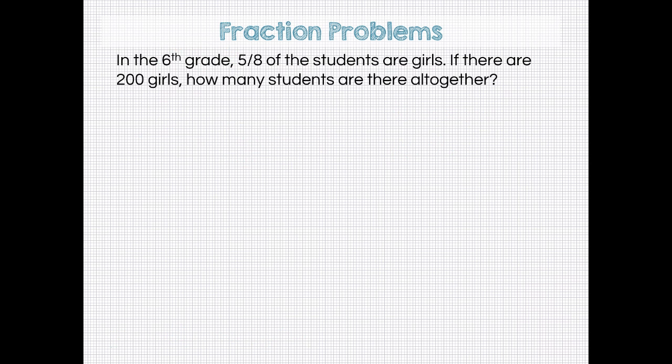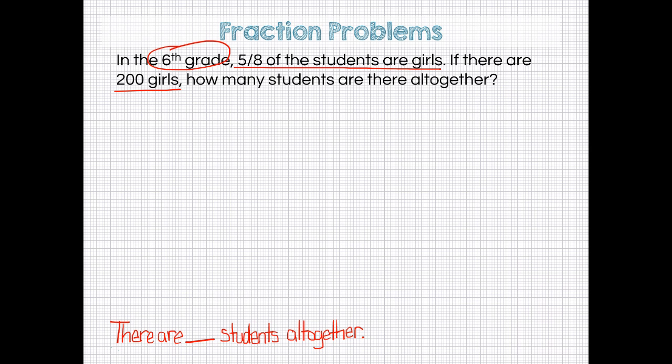Here's a similar problem. In the 6th grade, 5/8 of the students are girls. If there are 200 girls, how many students are there altogether? What should our sentence statement be? I wrote there are blank students altogether. What's the important information in the problem? 5/8 of the students in 6th grade are girls, and there are 200 girls.